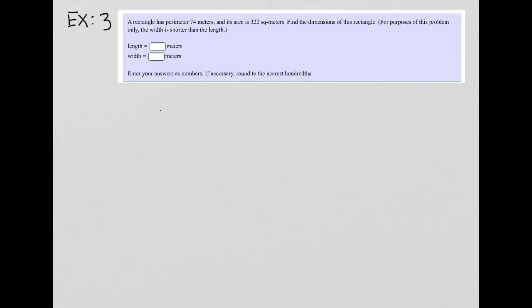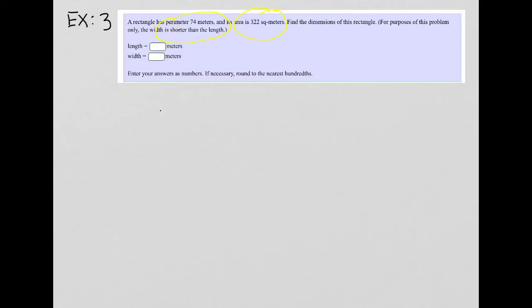Okay, so a rectangle has a perimeter of 74 meters and its area is 322 square meters. Find the dimensions of the rectangle. For the purpose of this problem, the width is shorter than the length. Now, with this problem, if you notice, it first says the perimeter, and then it says area. So you're not really given much information other than those two things.